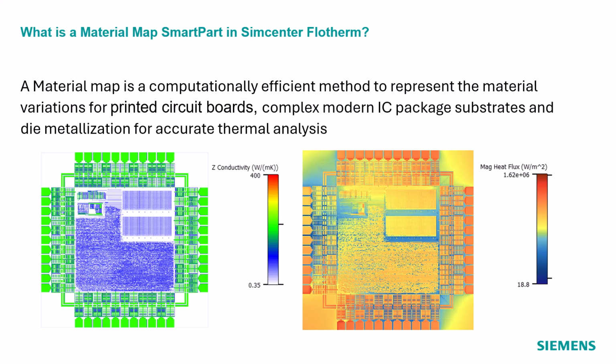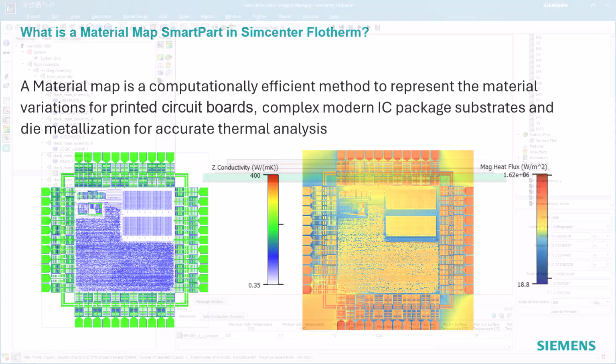Material Map is a new smart part in Simcenter Flotherm 2404. Material Map is a computationally efficient method to represent the material variations for printed circuit boards, complex modern IC package substrates, and die metallization for accurate thermal analysis.